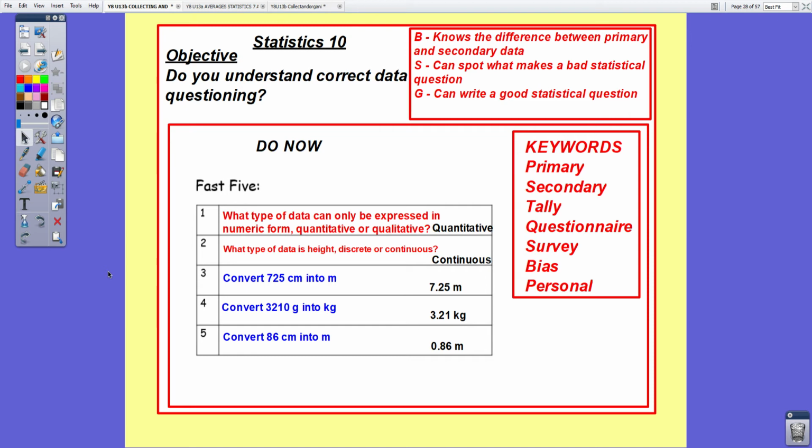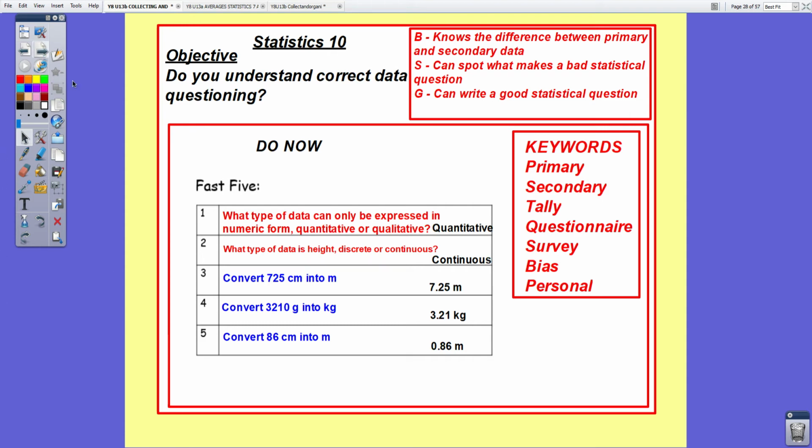Number 3, convert 725 centimetres into metres. There's 100 centimetres in a metre, so we divide by 100, 7.25 metres. Convert 3,210 grams into kilograms. There's 1,000 grams in a kilogram. 3.21 kilograms. If you put 3.210, chances are you get the mark, but you do not need that final 0 after a decimal point. And finally, question 5, convert 86 centimetres into metres. Again, we divide by 100. It's less than 100, so it goes after the decimal point, 0.86 metres.